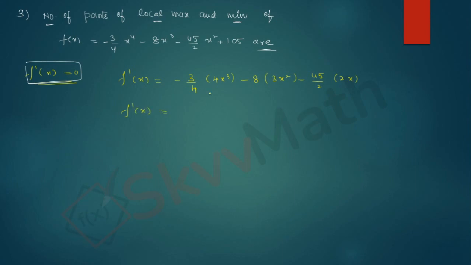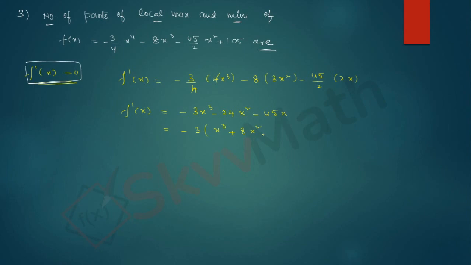Now after simplification, 4 cancel, minus 3x cube, then here 8 into 3 is 24x square, and 2 cancel, so minus 45x. I think 3 is common in this. I think we can take minus 3 common. So we get x cube plus 8x square. I think x also can be taken common.